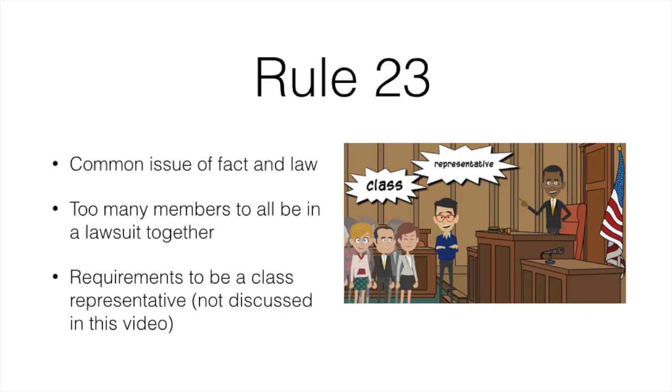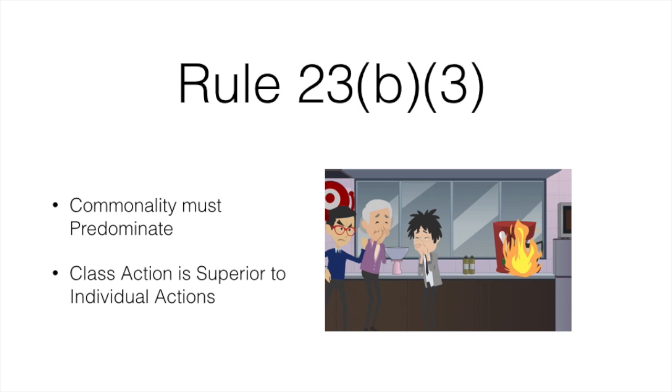So to recap, Federal Rule of Civil Procedure 23 tells us that to have a class, we need common issues of fact and law, and that there would be too many members for it to be practical for them all to sue together in the same lawsuit. Also, Rule 23 talks about the requirements for a class representative, but I didn't talk about that in this video. You can feel free to get in touch with me to discuss it. For Rule 23(b)(3), those common issues of law and fact have to predominate over individual questions, and we need to show that the class action is superior to individual actions.